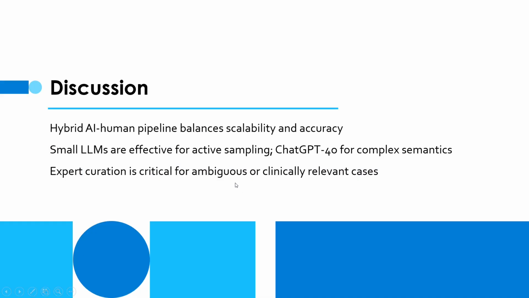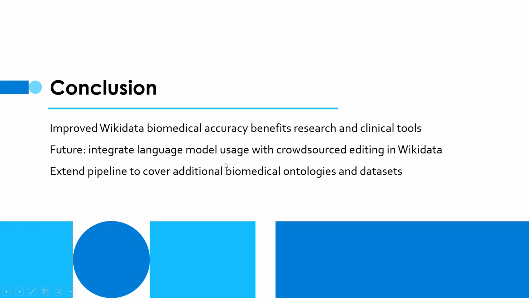So the main moral here is that a hybrid AI-human pipeline balances scalability and accuracy. Small LLMs can be effective for active sampling, GPT-4o for complex semantics, and expert curation is critical for ambiguous and clinically relevant cases. The conclusion is that improved Wikidata biomedical accuracy benefits research and clinical tools.